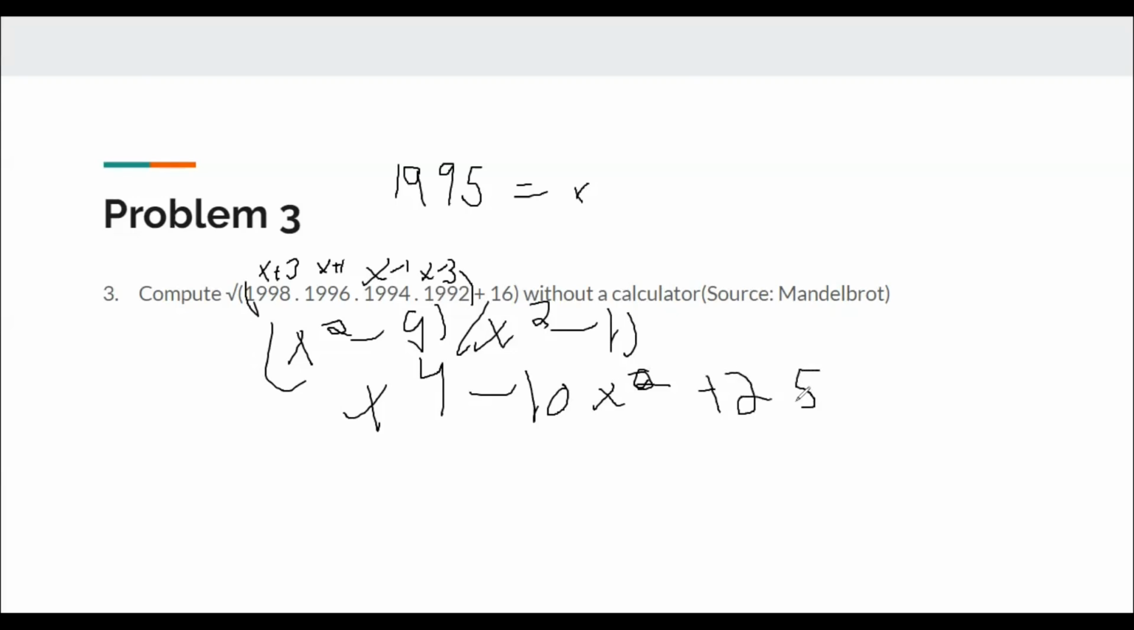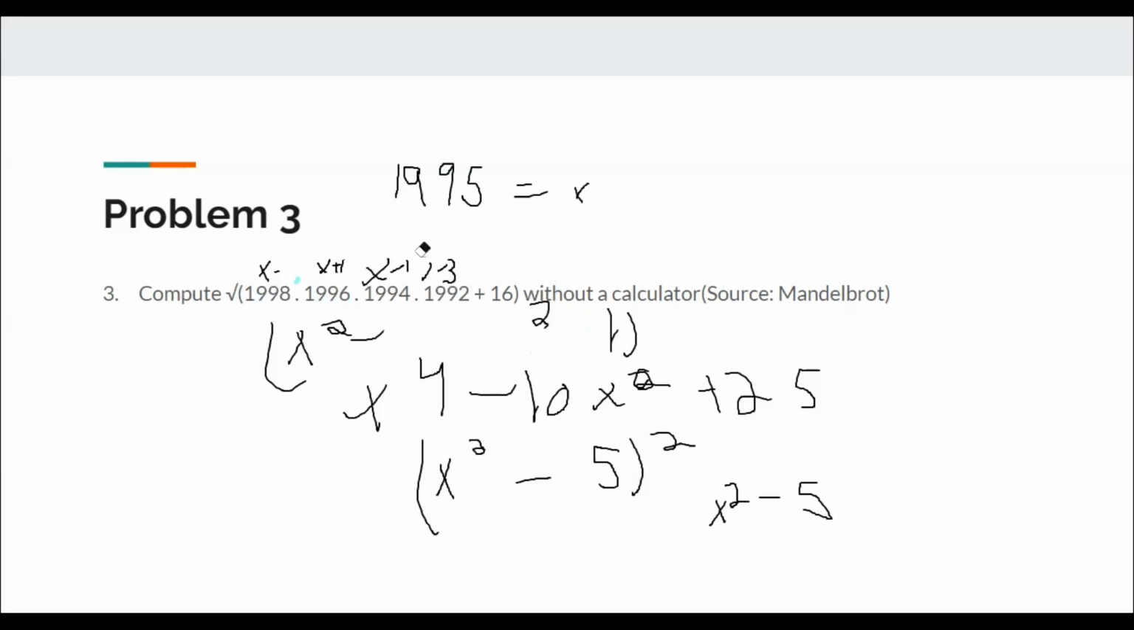Recall how we talked about differences squared, a minus b squared, which is a squared minus 2ab plus b squared. And this is in that form. This is just going to be x squared minus 5 squared. So if you take the square root of that, it's just going to become x squared minus 5. So our answer is going to be 1995 squared minus 5. And you can compute that pretty easily.